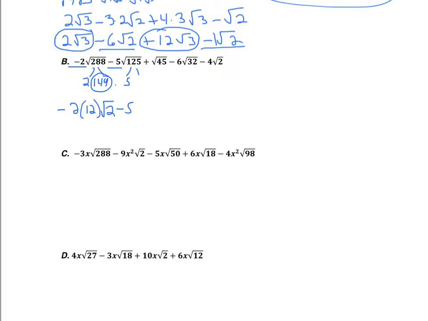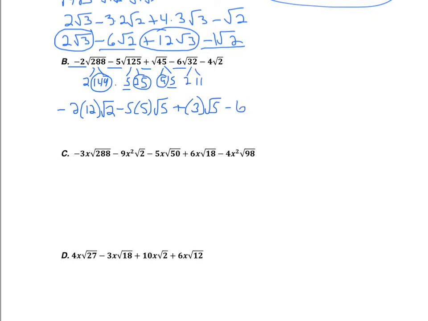125 is 5 times 25. Square root of 25 is 5. And 5 is by itself, so it's root 5. Plus 45 is 9 times 5. Square root of 9 is 3 times root 5, because it's by itself, minus 6.